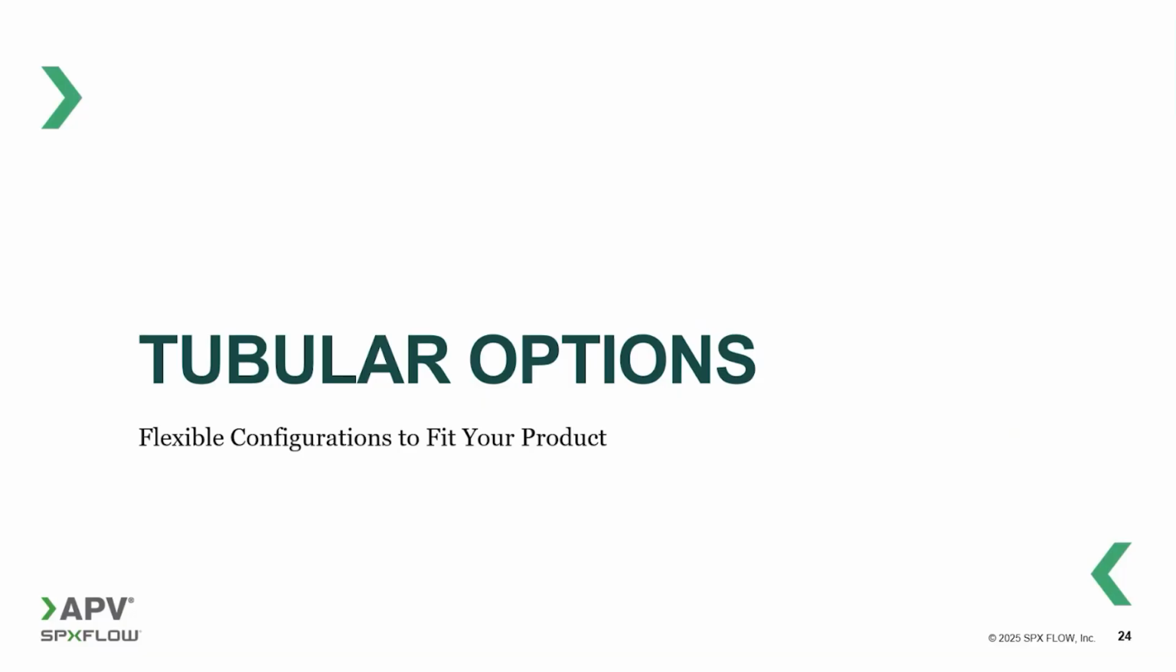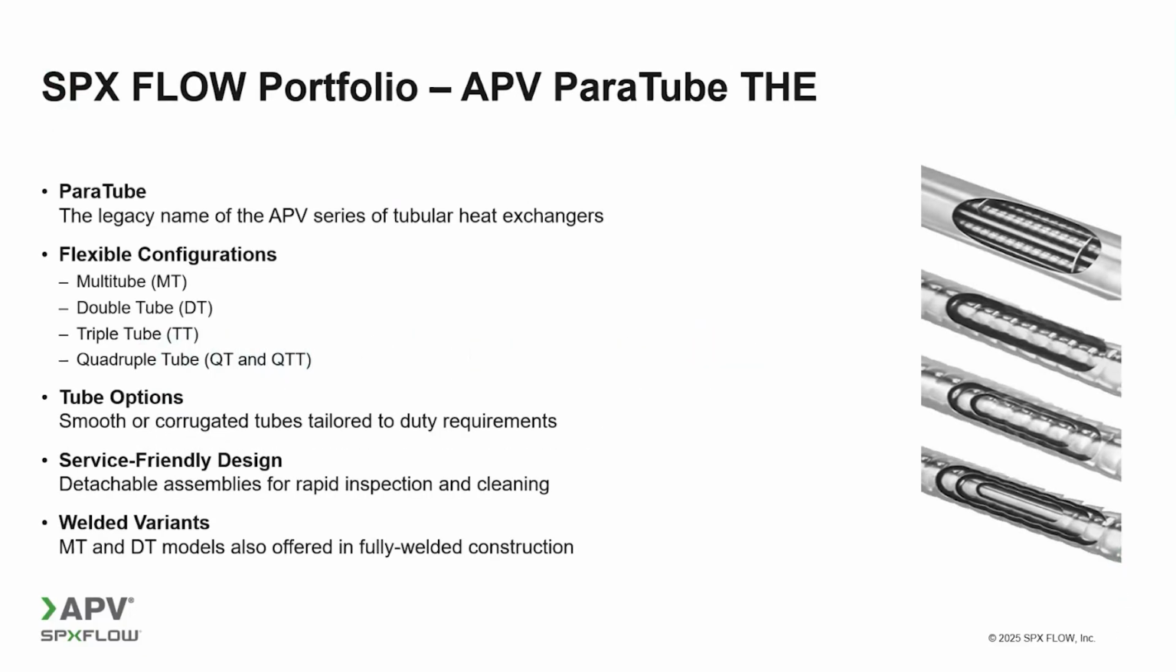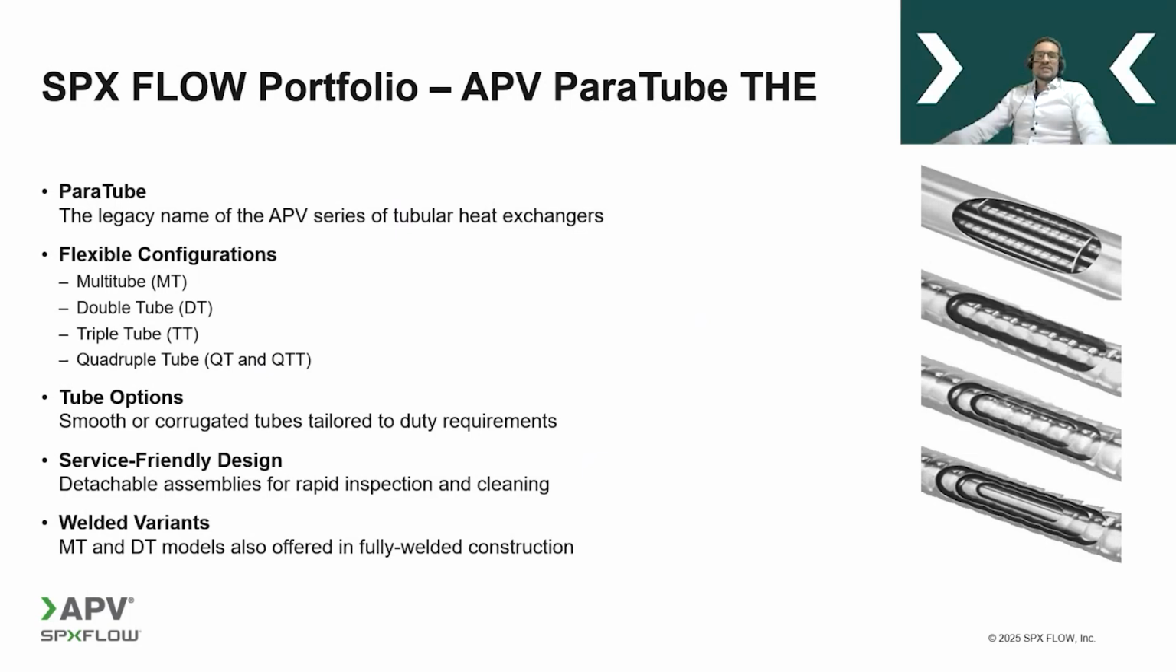Then we move into the tubular options. Here we present our APB Paratube series. That is the brand name for our tubular heat exchangers, the legacy name for our portfolio. And we're able to offer flexible configuration. We've got multi-tube, double tube, triple tube, and quadruple tube, also including the quadruple triple tube. So we can provide many different alternatives.